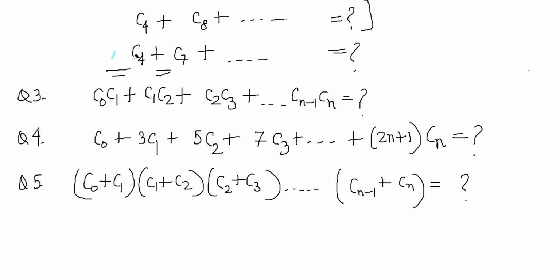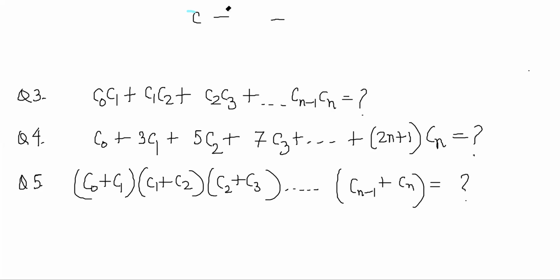C0 C1 plus C1 C2 and so on. Okay, so it is a product this time, product of two coefficients. So hopefully you should get these coefficients as coefficient of some common power of x, right?